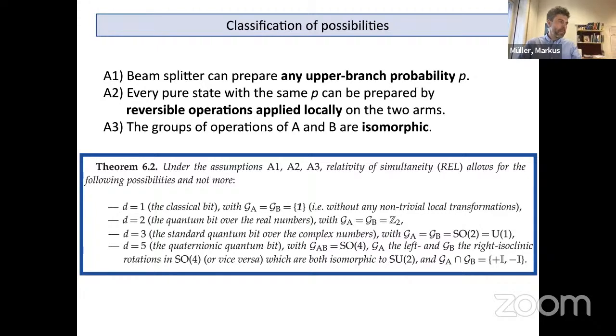I should also say this is really just the bit. It's not like the higher-level complex or quaternionic state spaces would come out of it. That's just not the case.